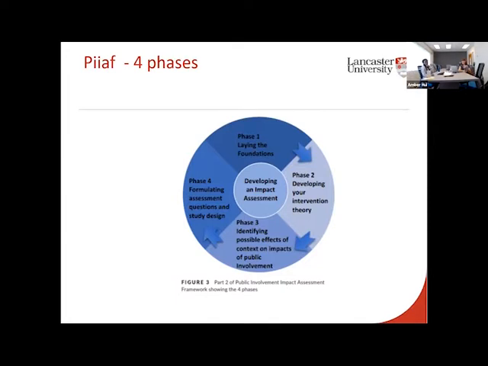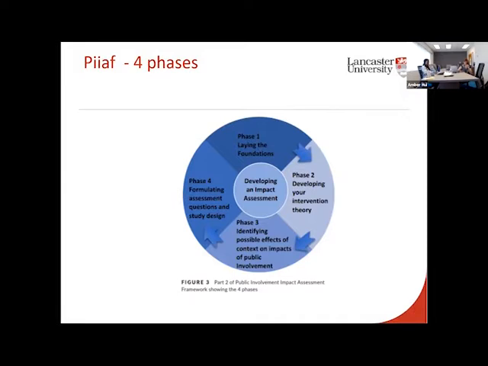So working out why you want to assess the impact of public involvement and who should be involved. Developing your intervention theory. So this is about why you think PPI will lead to the desired impacts that you identify. Identifying how the potential context of your research might affect the impact. So for example, have you got the resources that you need in order to be able to do it? And then formulating your specific assessment questions and study design.